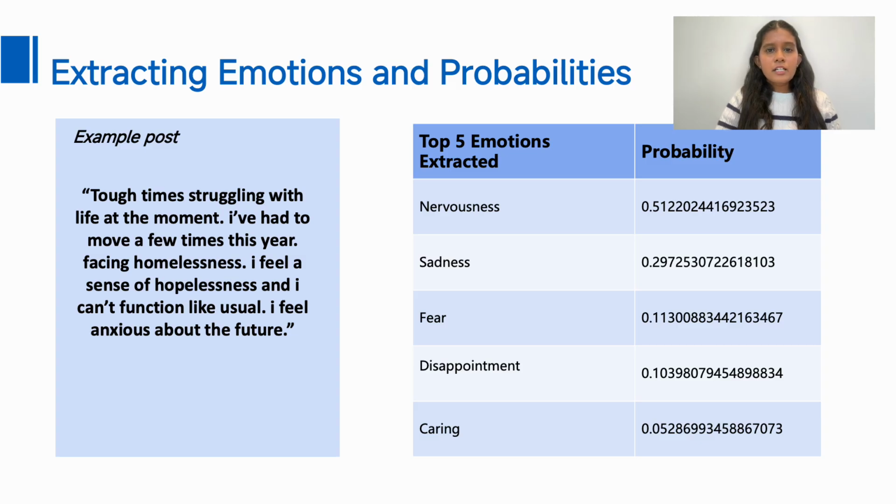Okay, here is a quick example of how the GoEmotions model actually works in practice. This post on the left side describes a person struggling with homelessness, anxiety about the future, and a sense of hopelessness. When it passed through the model, it assigns probabilities to 28 possible emotions. On the right-hand side, you can see the top 5 emotions with the highest confidence scores. In this case, the dominant emotion is nervousness, followed by sadness, fear, disappointment, and a small presence of caring.